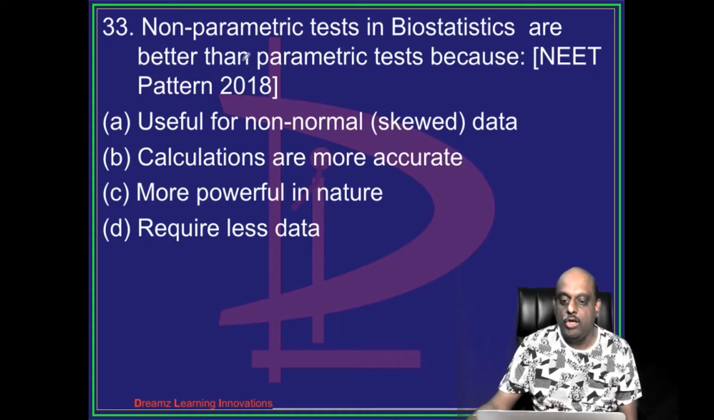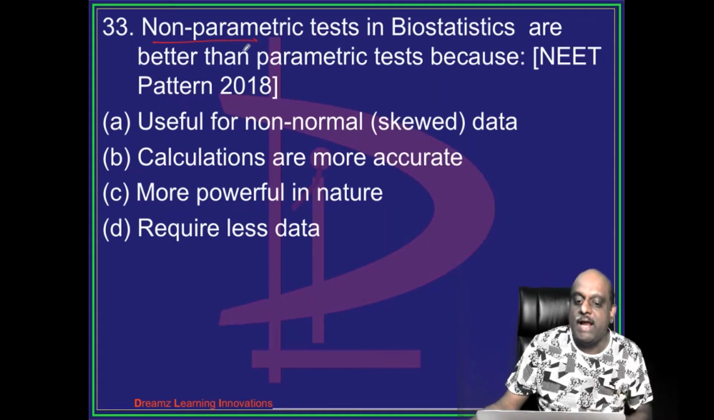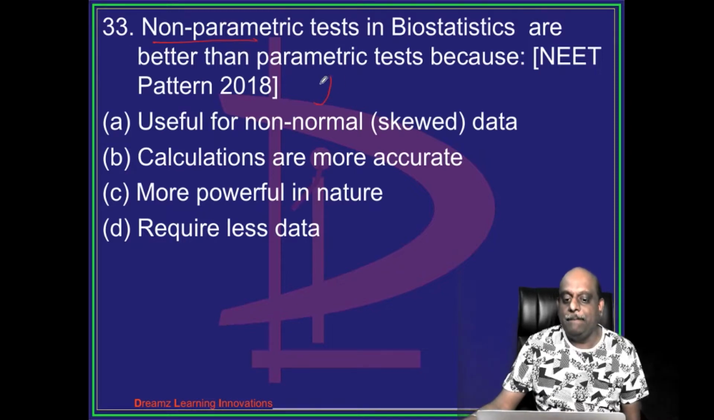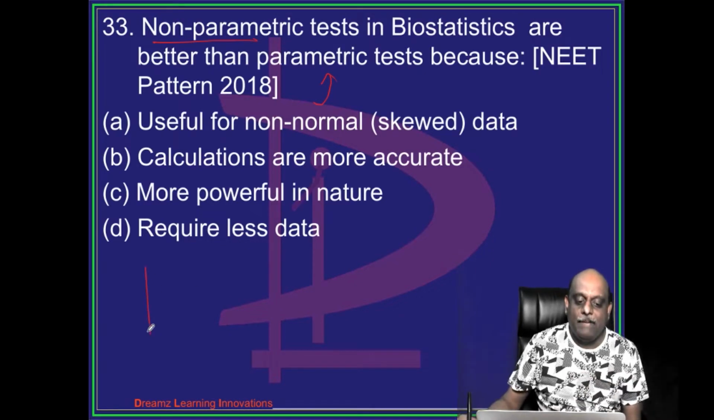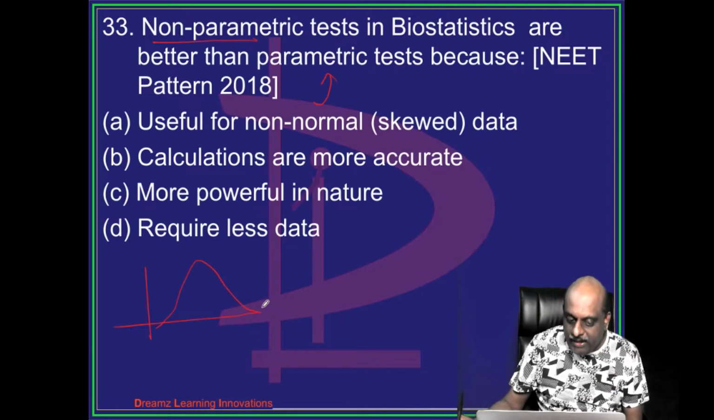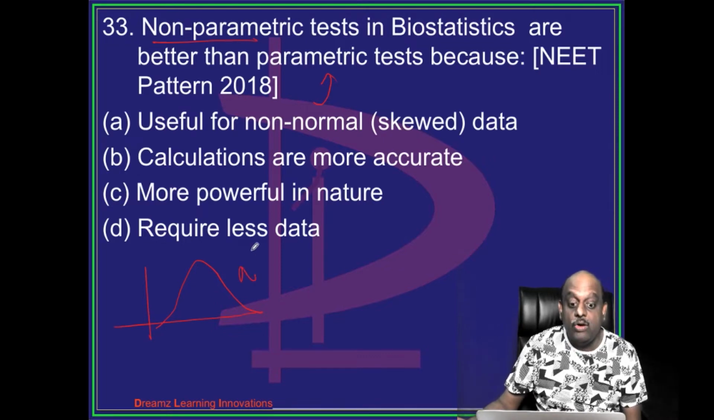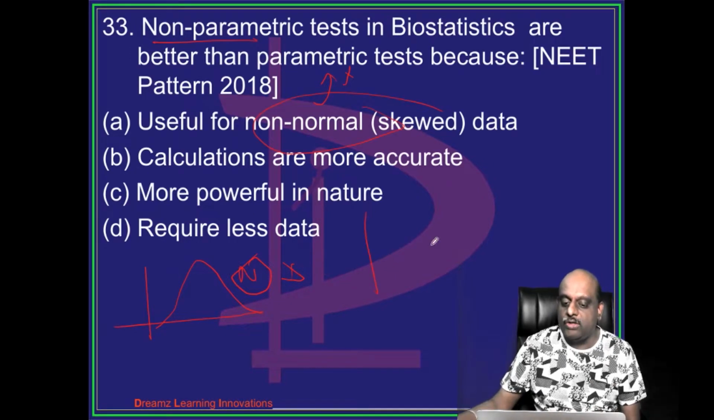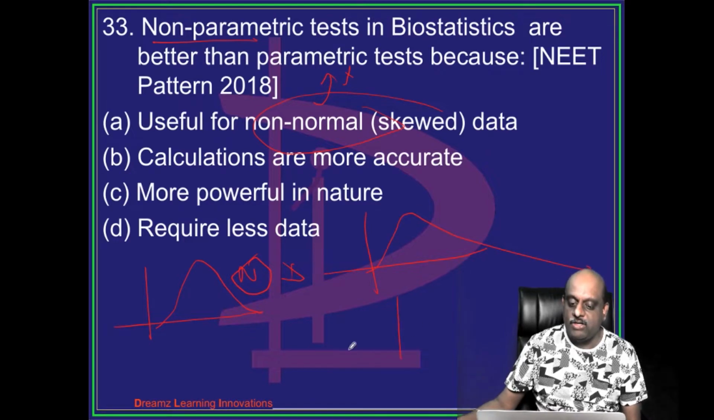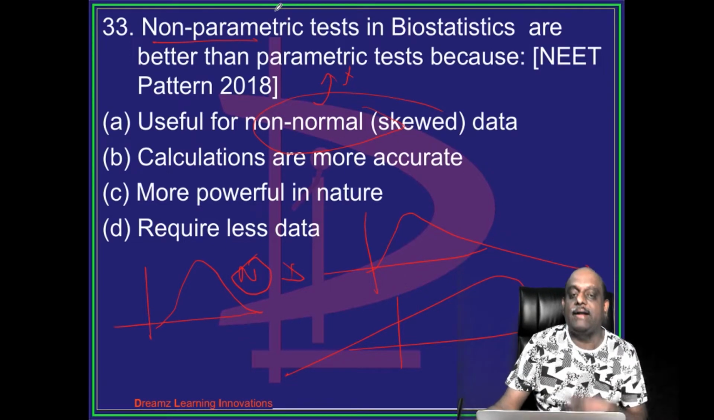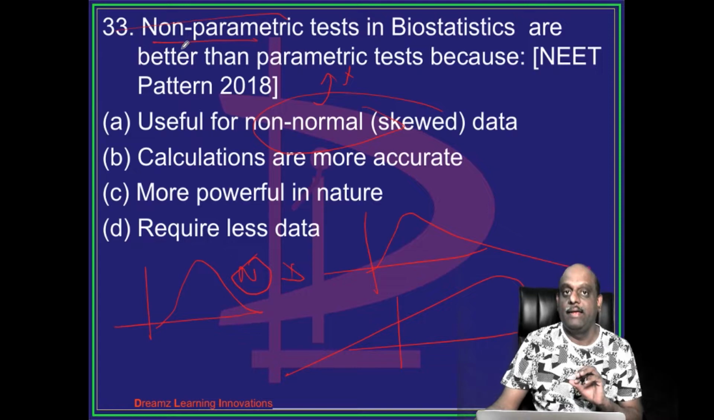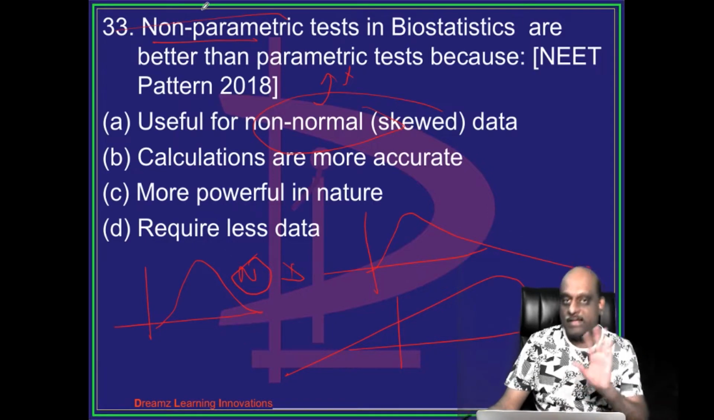Now, doctor, non-parametric tests in biostatistics are better than the parametric tests. Why? Just before we discuss it, what is a parametric test? If the population is following a normal distribution, we use parametric tests. Even for non-normal, that is skewed data, whether negatively skewed or positively skewed, non-parametric tests are used. That is the reason they are much more useful in biostatistics.